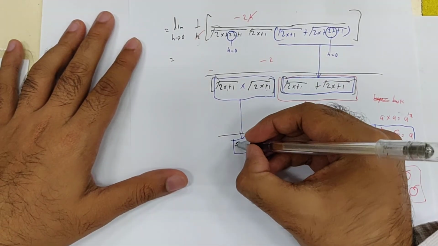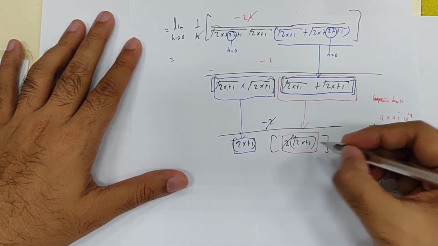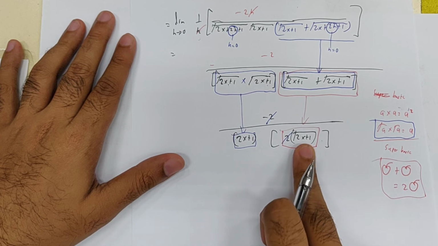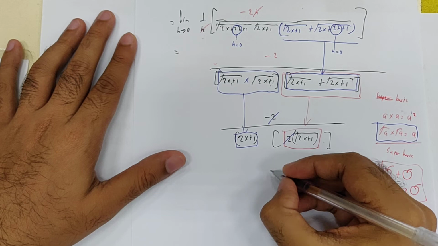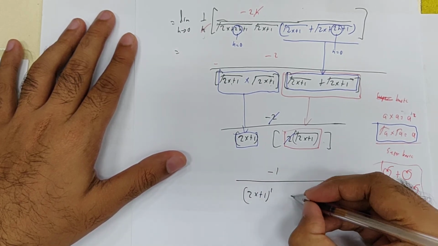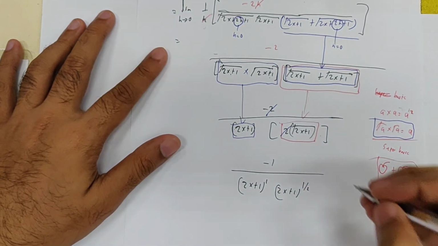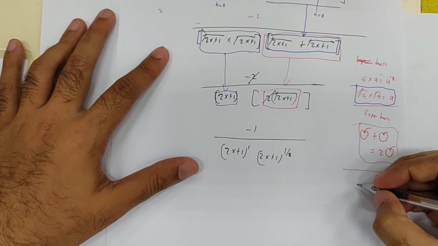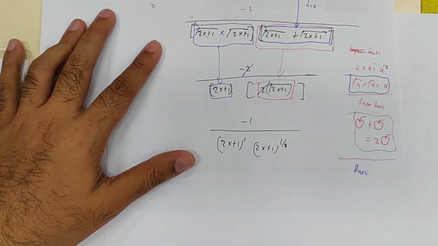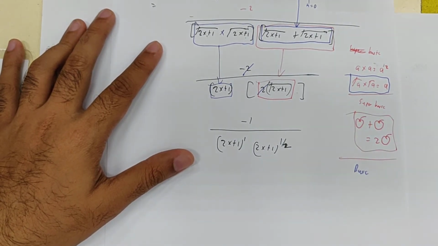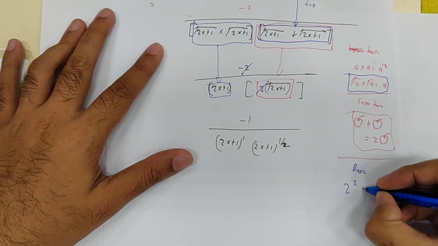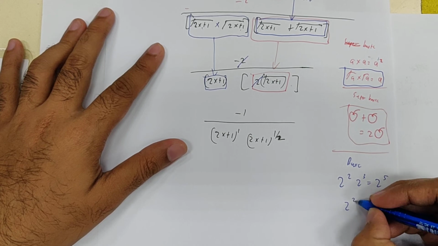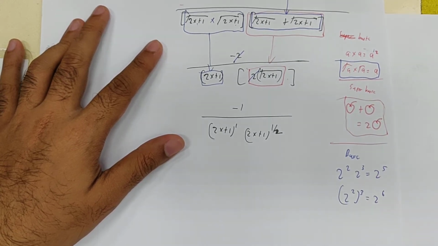Now, what about this? This 2x plus 1 and this 2x plus 1, can they combine? How? They are the same, but this one has a square root. Square root I can also rewrite as what power? 1 over 2. So 2x plus 1 to the power of negative 1, and 2x plus 1 to the power of 1 over 2. So how should I combine them? Remember your basics again. 2 power of 2 times 2 power of 3 equals? 2 power of 5 or 2 power of 6? 2 power of 5. Don't forget your basics.